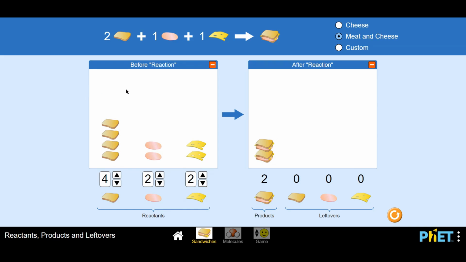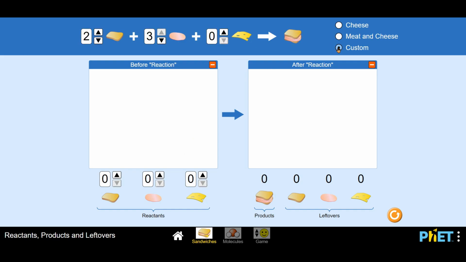Alright, these first two options, the cheese and the meat and cheese options, were prescribed chemical reactions, where they told you how many of each thing was needed in order to make the product. There's also a custom option, where you could play with these options and figure out what kind of sandwich you wanted to make, and then you could play around with what you would need to include at the bottom in order to make that type of product that you've selected using the reactants on the left.